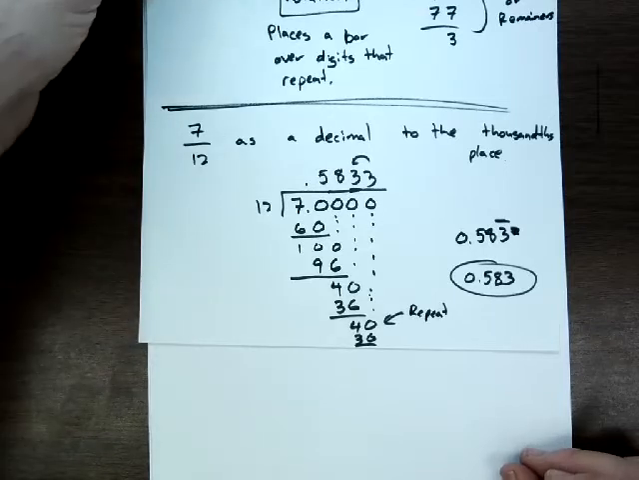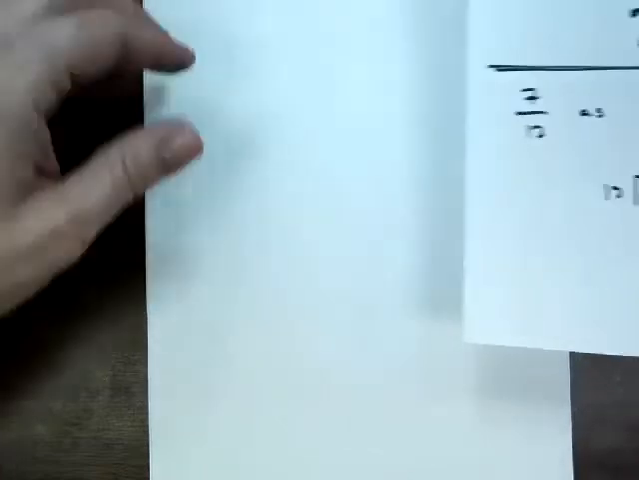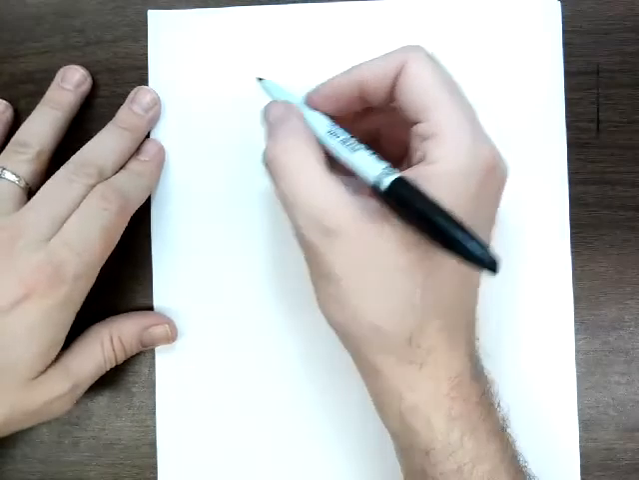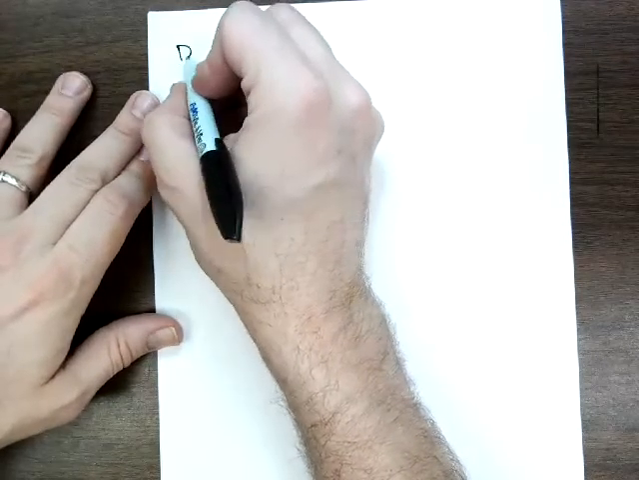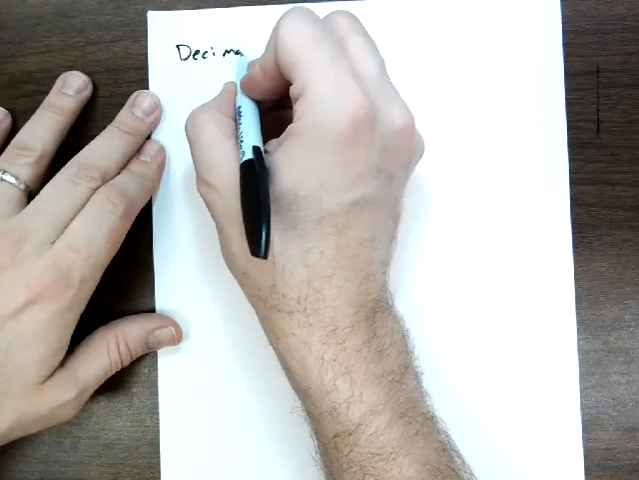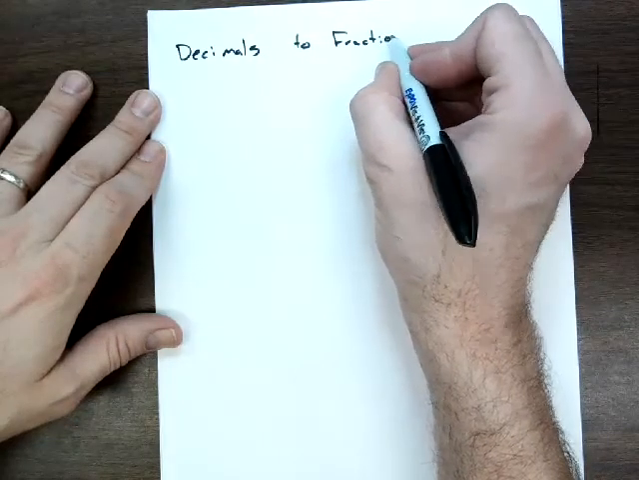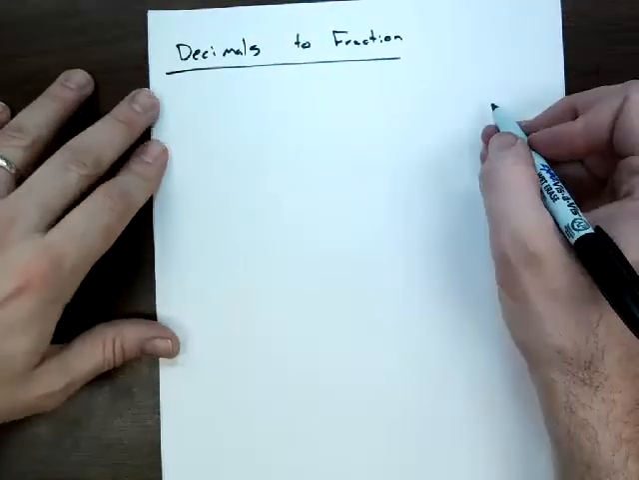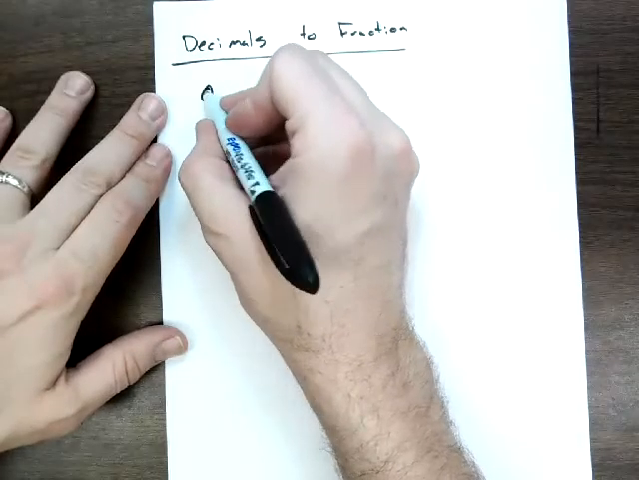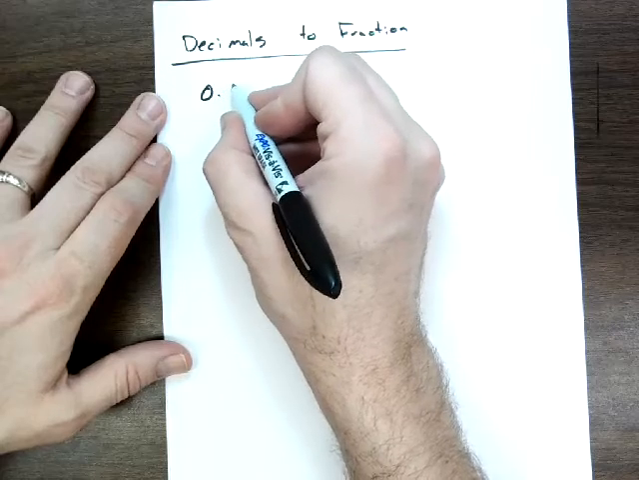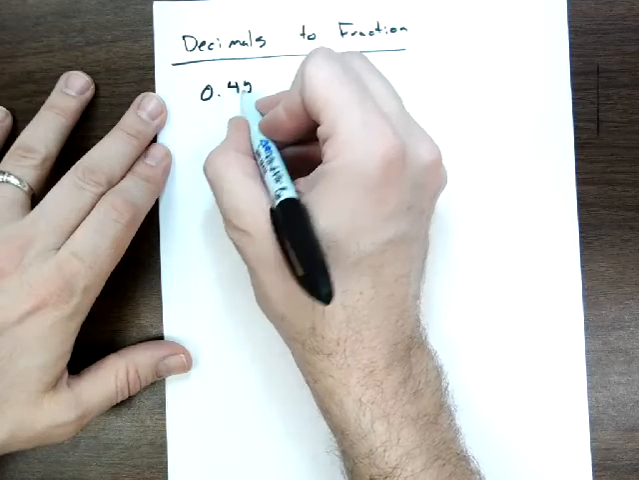All right. We've done this in one direction. Let's go ahead and turn this around and do this in the other direction. And decimals to fractions is actually really, really simple. If we've got a decimal, we have a lot of information. So say we've got something like 0.45.